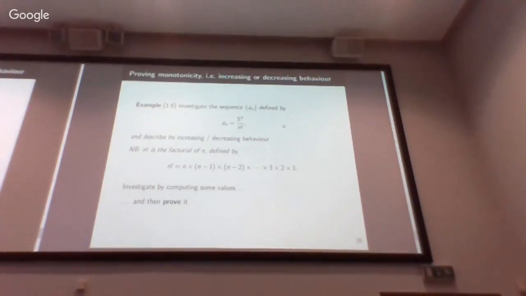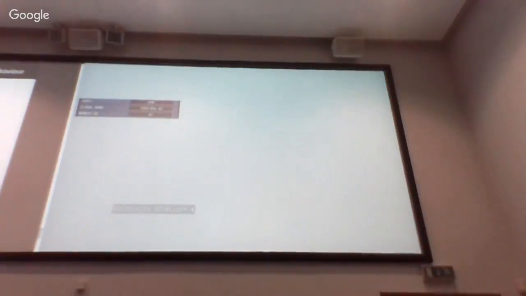So it's a quantity that increases very fast. And so we may be interested in investigating this sequence and proving its increasing or decreasing behavior. The details are sketched out in the notes, but I'm just going to write them out again as we talk through it, before we do the other examples. So this is 5 to the power n.